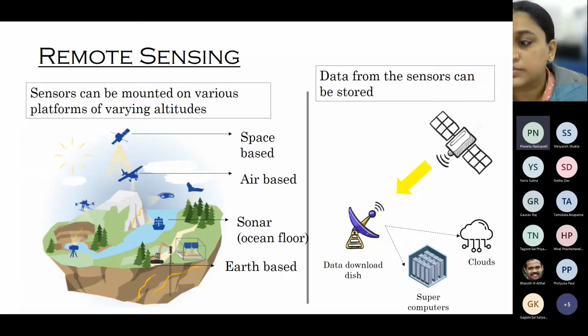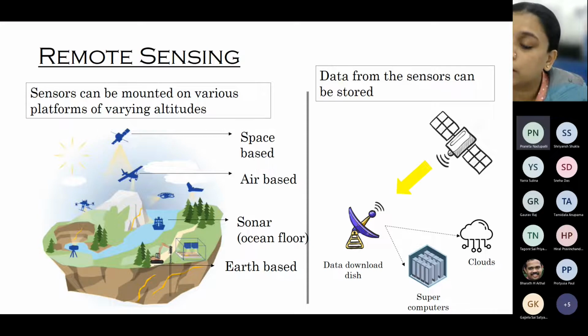When we talk about sensing real-life objects or the landscape, the sensors can be mounted on various platforms or altitudes. They could be space-borne sensors, like satellites. They could be on aeroplanes, or fitted on any air-based platform. Then there are sonars which monitor the ocean floor. Then there could be earth-based sensors, and drones, etc.